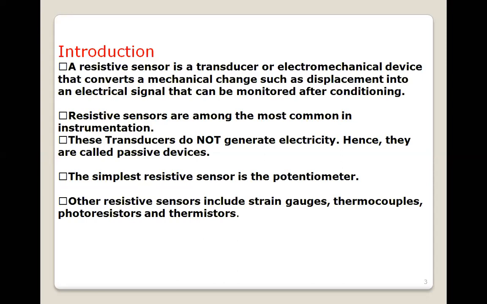Resistive sensors are among the most common in instrumentation because they are used for the measurement of displacement and velocity and in different mechanical applications. Those transducers do not generate electricity, hence they are called passive devices. The simplest resistive sensor is a potentiometer, and other resistive sensors include the strain gauge, thermocouple, photoresistor, and thermistor.